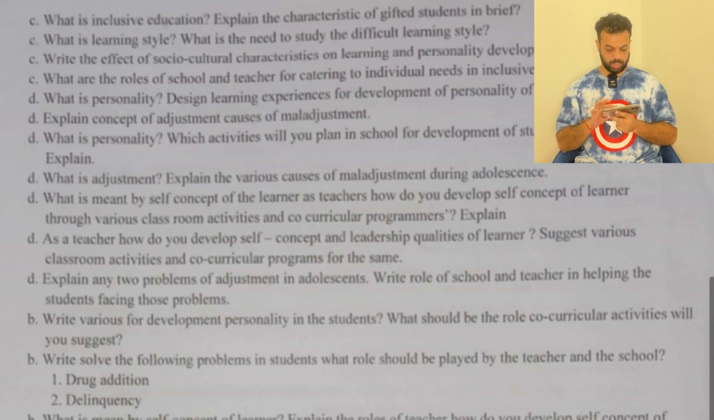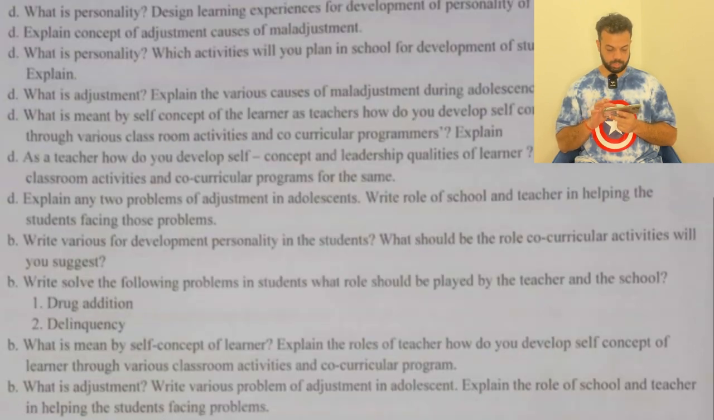So the last two questions which are given here: what is meant by self concept for learner? Explain the role of teacher. How do you develop self confidence of learner through various classroom activities and co-curricular programs? Right. So the last question which we are here, let me just tell you about this as well. What is adjustment? Write various problems for adjustment in adolescence. Explain the role of school and teacher in helping the students facing problems.